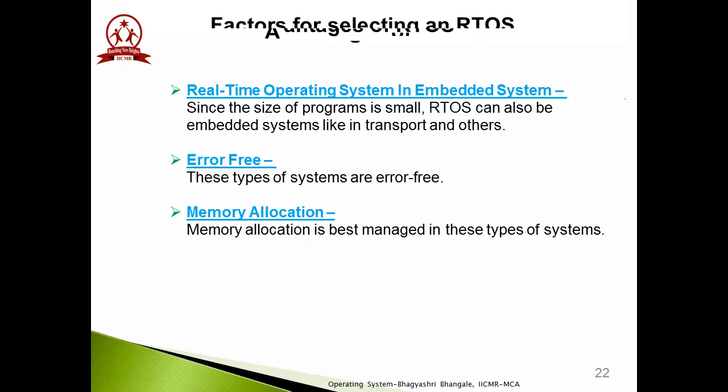Then the real-time operating system in an embedded system. The size of the program is very small, so an RTOS can be embedded in systems like transport and others. It is obviously error free. This type of system is very error free. Memory allocation is best managed in this type of system. Whenever any task or process wants to execute, it takes care of the delay of that particular process. So memory allocation is done for each and every process on a priority basis.